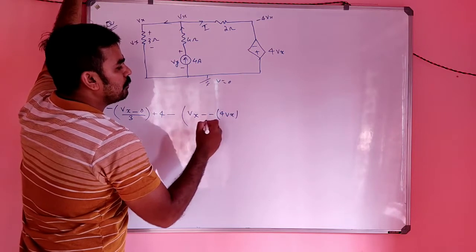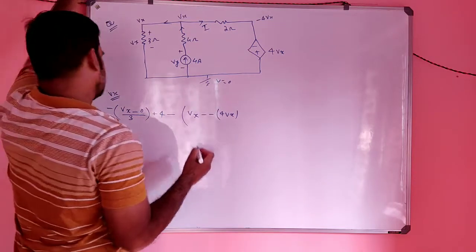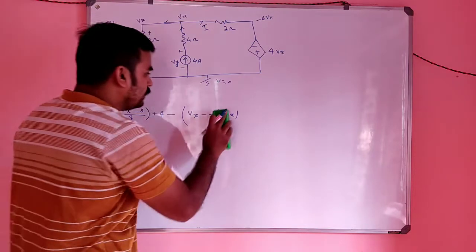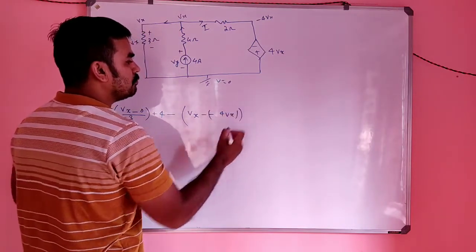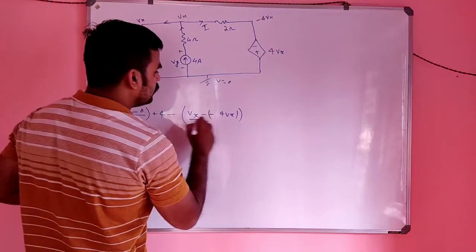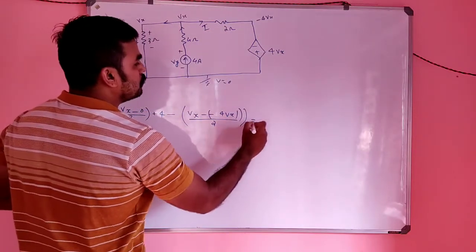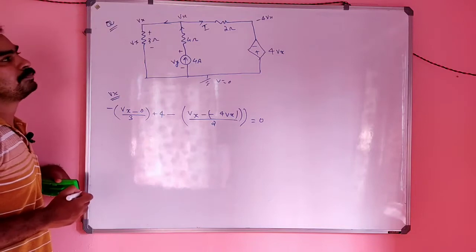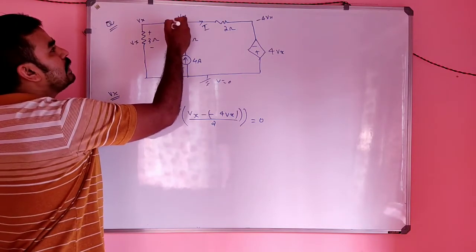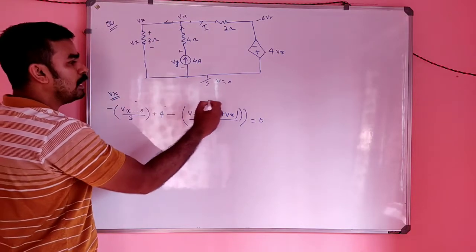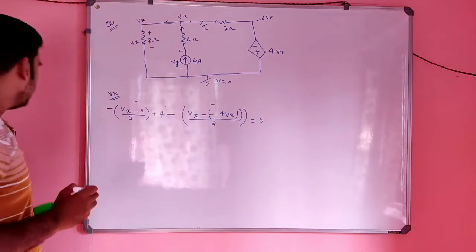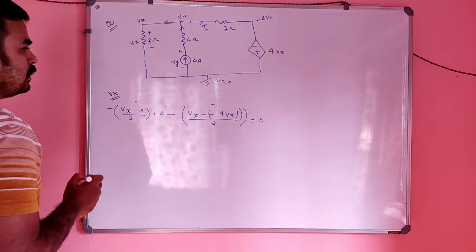So you can directly write minus 4Vx, whole divided by the resistance, equal to 0. At Vx we have 3 branches, 1, 2 and 3, so we have 3 terms in the equation. So how can we solve this?